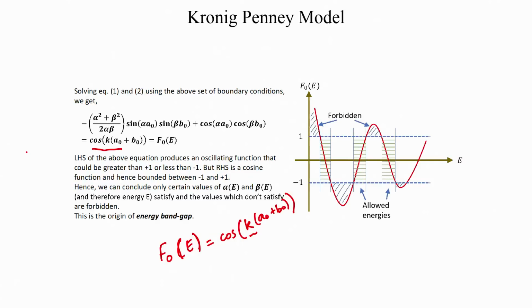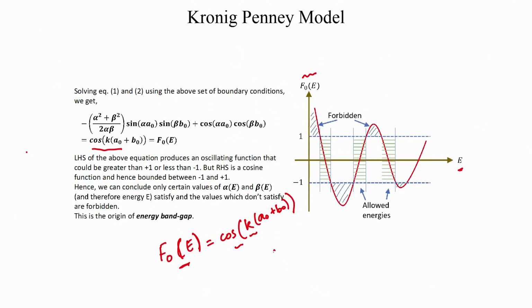So, we have this particular relation. What does this tell us? Let us first sketch f naught of e versus energy. So, we have here a plot of f naught of e versus energy e, and that curve would look like this red curve here, to trace this particular path. But then nature imposes a limit on f naught of e. And what is that limit? It says that f naught of e must be equal to this cosine of k times a naught plus b naught.